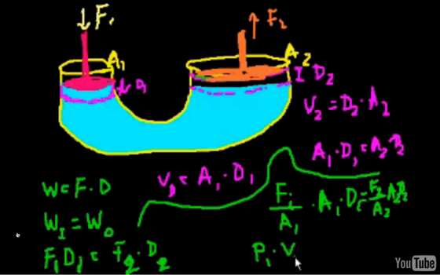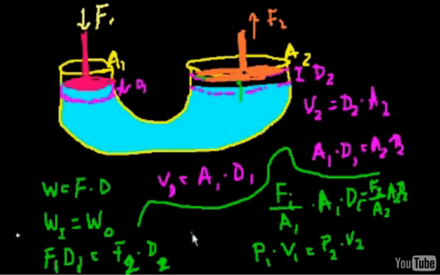Pressure times V1 is equal to the output pressure, right? Force 2 divided by area 2, right? That's the output pressure that the water is exerting on this piston. So that's the output pressure, P2. And what's area 2 times D2? So this area, the cross-sectional area, times how much the water is being displaced upward, that is equal to volume 2, right?